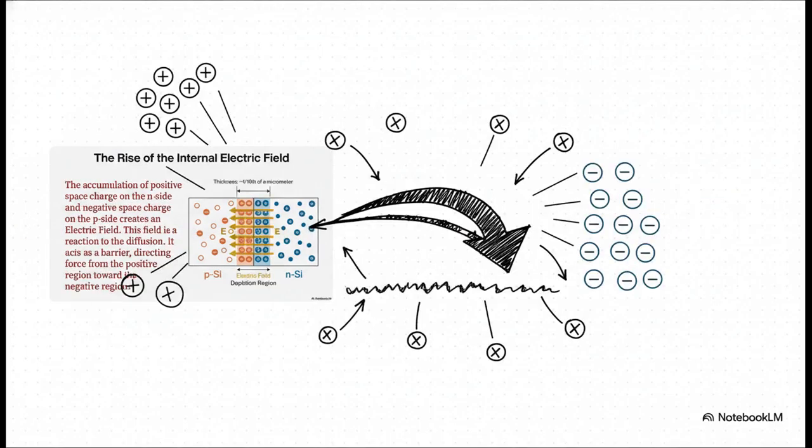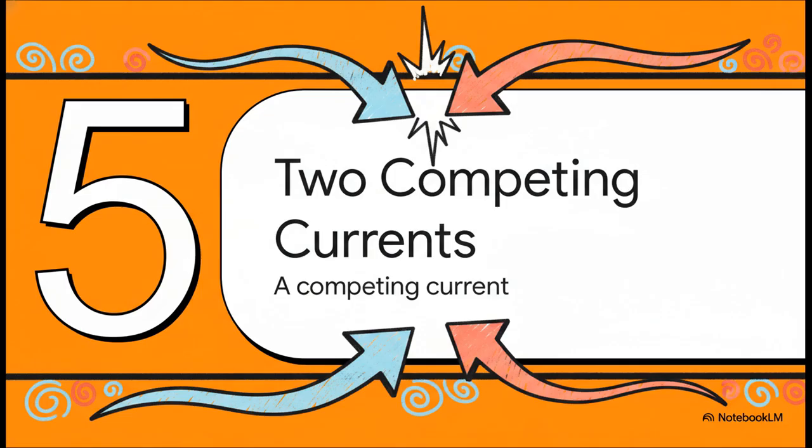And what happens anytime you get a separation of positive and negative charges? You create an electric field. This field, born from those uncovered ions, points from the positive side to the negative side. And it starts to act like a barrier, an opposing force that pushes back against the very diffusion that created it in the first place. So now we've got a real conflict brewing. That initial rush to spread out created a barrier. And now that barrier is going to start its own fight, creating a second competing current.